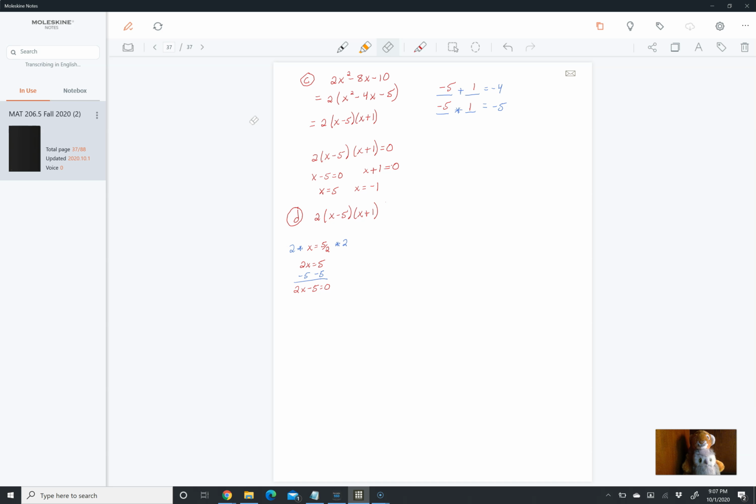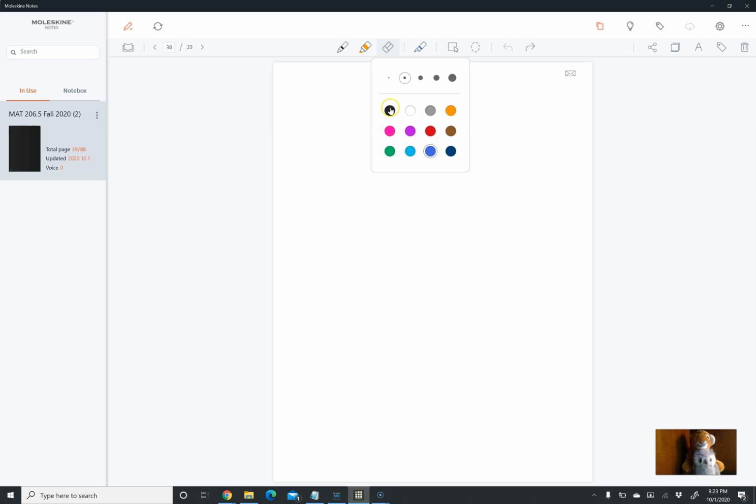So this is our third one, 2x minus 5. And we're done. This is our complete linear factorization. Okay, I'm going to box it so that you know. Okay, example 2.